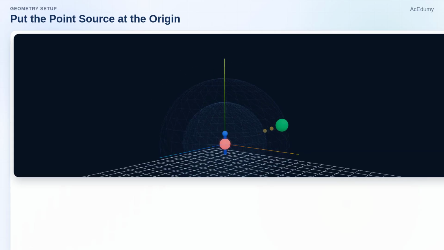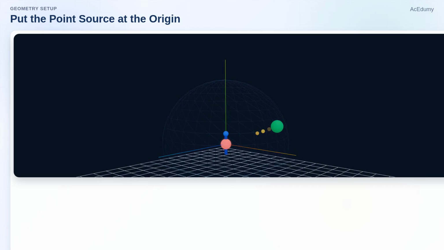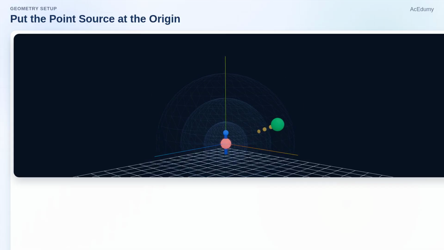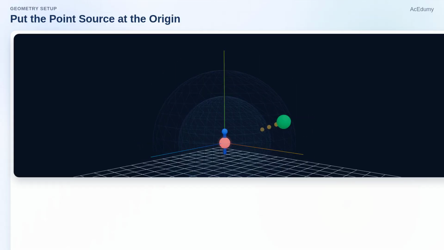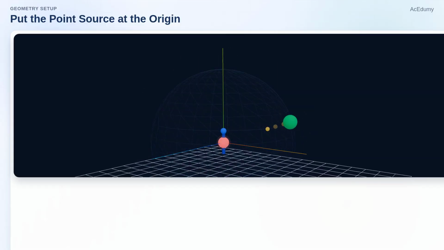To keep the geometry clean, put the point source at the origin. The observer sits at position vector r. Because the source is concentrated at one location, the source point and the origin become the same place in this example. That one choice removes a lot of notation immediately.